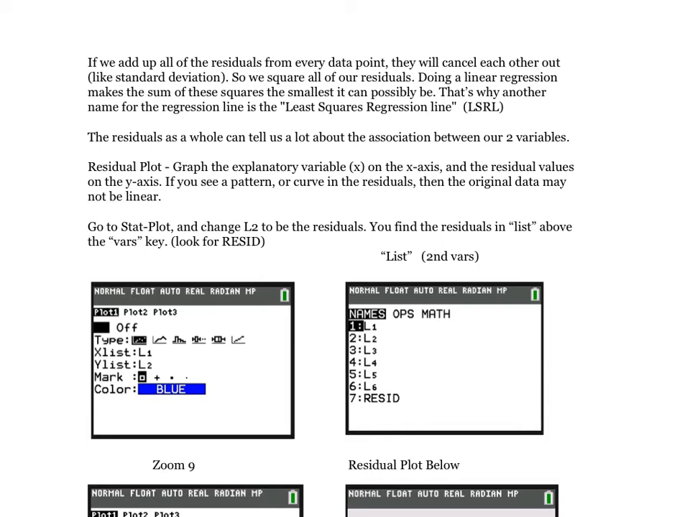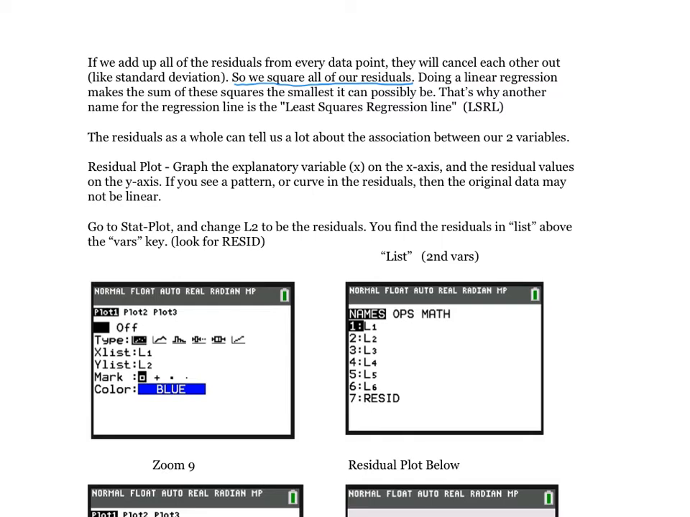Now, for some more information on residuals, if we add up all the residuals from every data point, they will cancel each other out, like standard deviation. Okay? So if you took all the positive residuals and all the negative residuals and added them together, they will add up to 0. So what we do then to work with residuals is we square all the residuals. Okay? Doing a linear regression makes the sum of these squares, these residual squares, be the smallest it can possibly be.